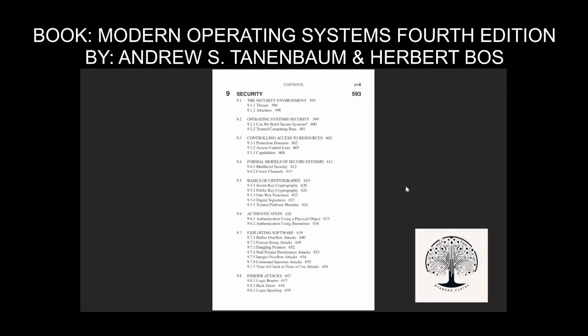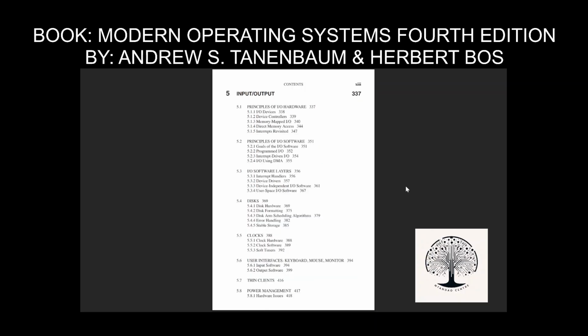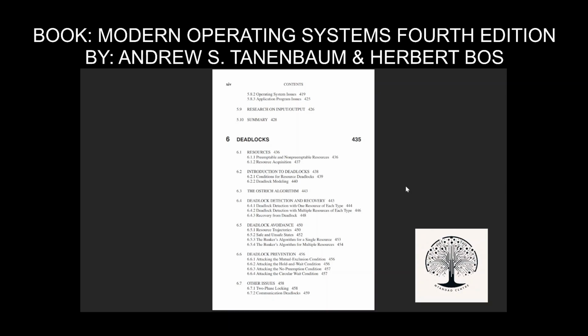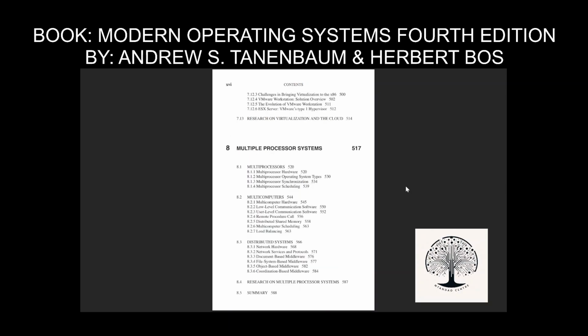Hello and welcome back to this series of learning that we are calling Modern Operating System. If you have been with us, last time we looked at the table of contents, and we looked at section 4, which is the file system, and section 5, which is input and output. Then we looked at section 6, which is deadlocks, section 7, which is virtualization on the cloud, and then section 8, which is multiple processor systems.